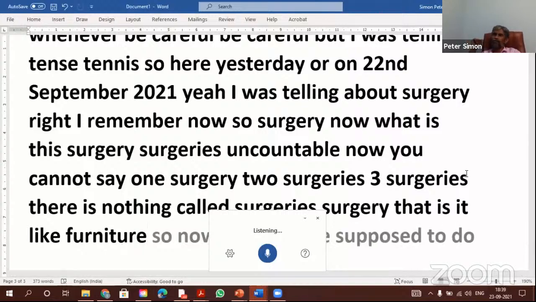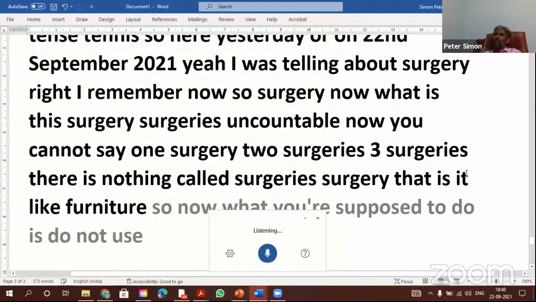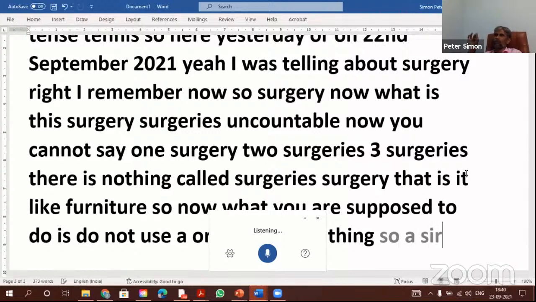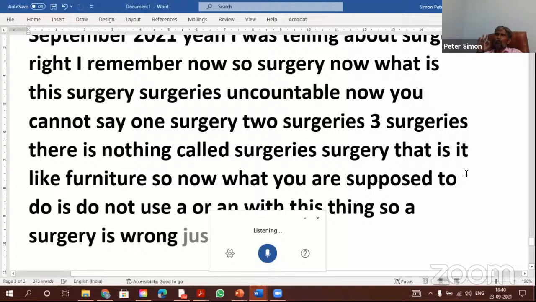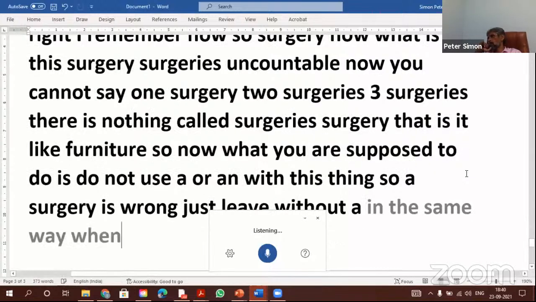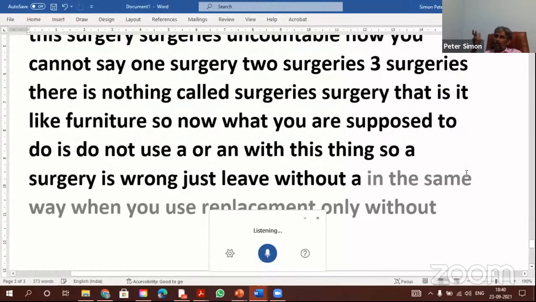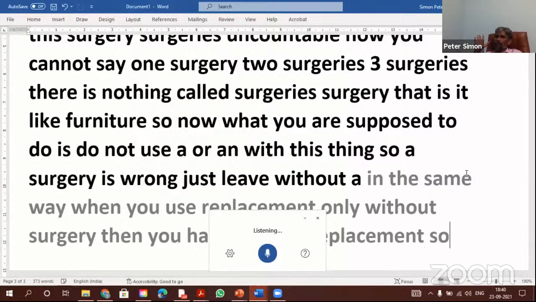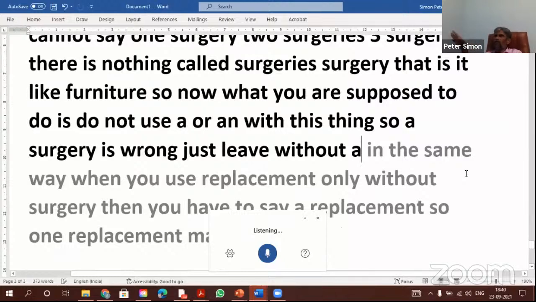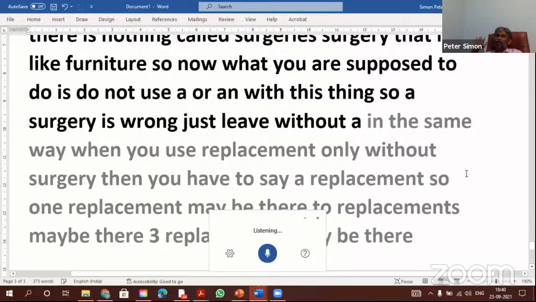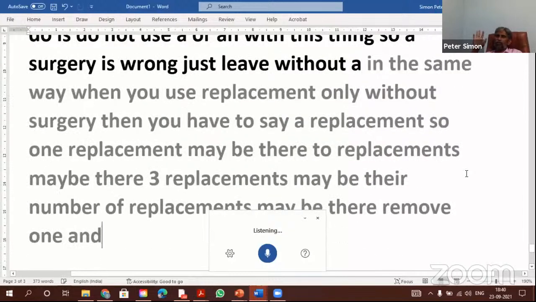So it is countable. So whenever there is something called replacement, hip replacement or shoulder replacement or knee replacement or elbow replacement, whatever it is, when replacement is there, put article a or an according to requirement. If after replacement, surgery also is there, or without replacement, if the word surgery is there, no article. If the word surgery is there, no need of a or an. But if surgery is not there and only replacement is there, you must write a or an. Write down the rules, whatever you want to write, because these are very important rules. You cannot ignore these things.